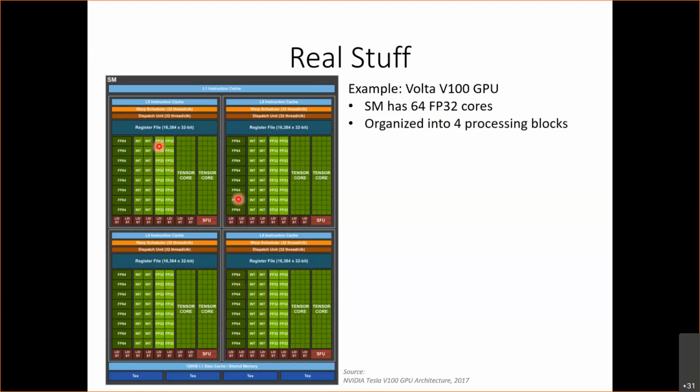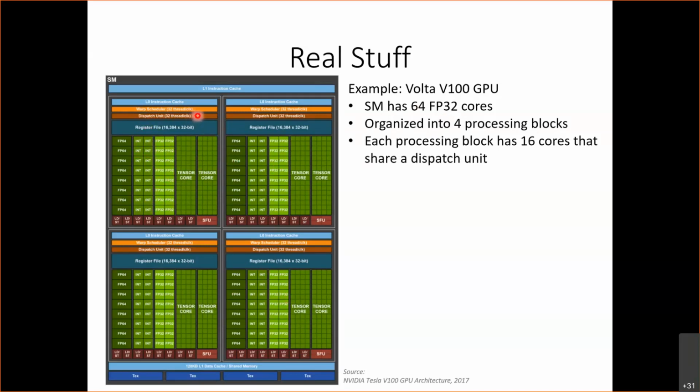Here you'll see that you have these FP32 cores. You also have these integer cores. You also have these FP64 cores. We have things called tensor cores, which we'll talk about much later in the course. But these 64 cores are organized into 4 processing blocks, where each processing block has 16 cores. Each of these processing blocks in the SM has 16 FP32 cores, 16 integer cores and the tensor cores, and all of these share one instruction dispatch unit and one register file.